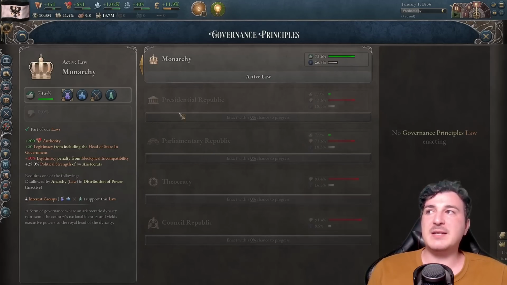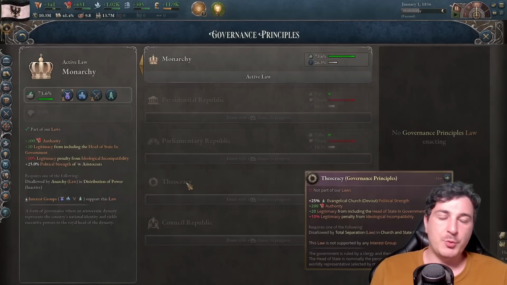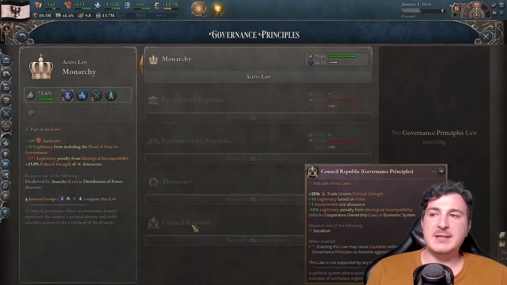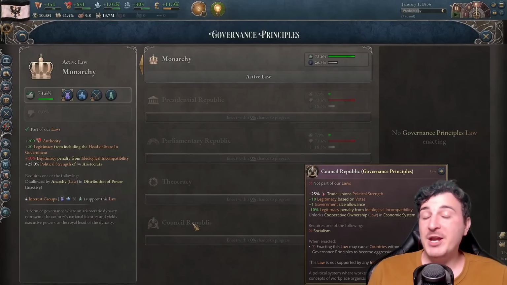Theocracy is kind of the same like a monarchy, but the church, whatever type of church you might have, will be the one in charge. And council republic is essentially the commies, which also offers a buttload of political strength to the trade unions.